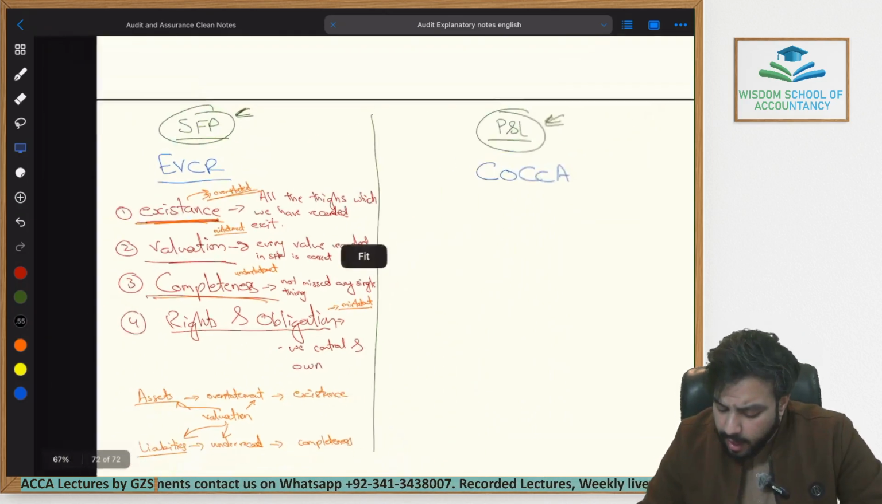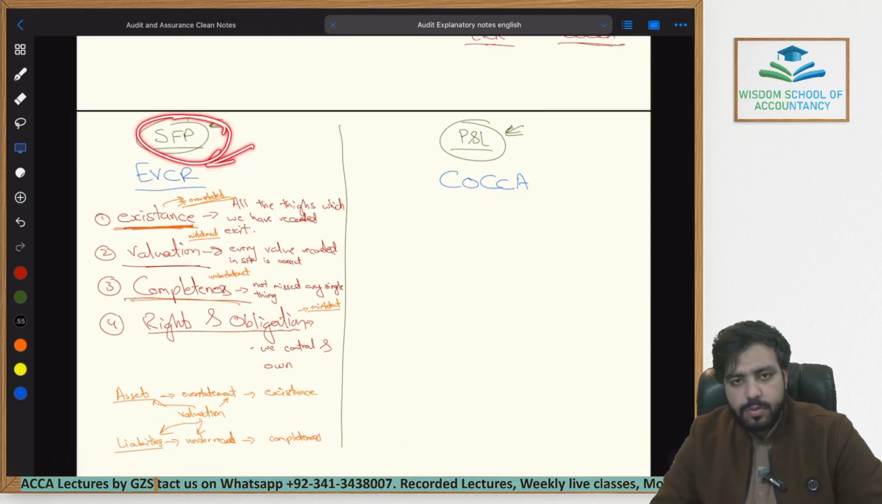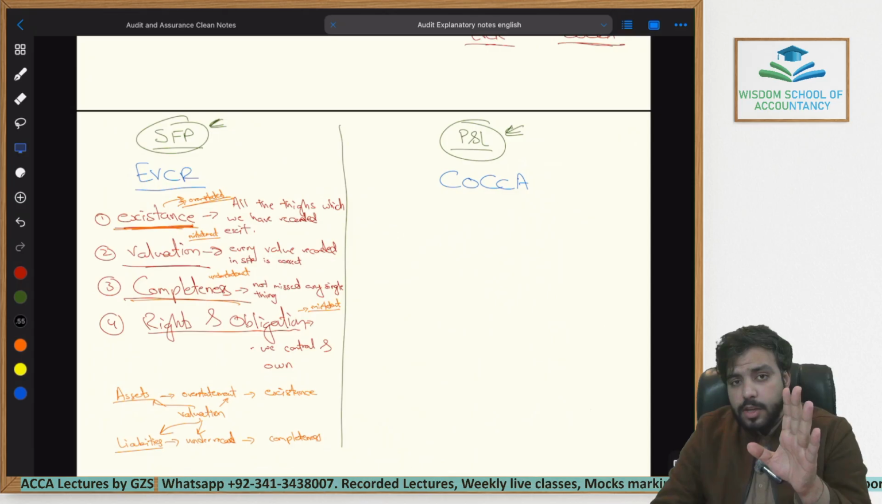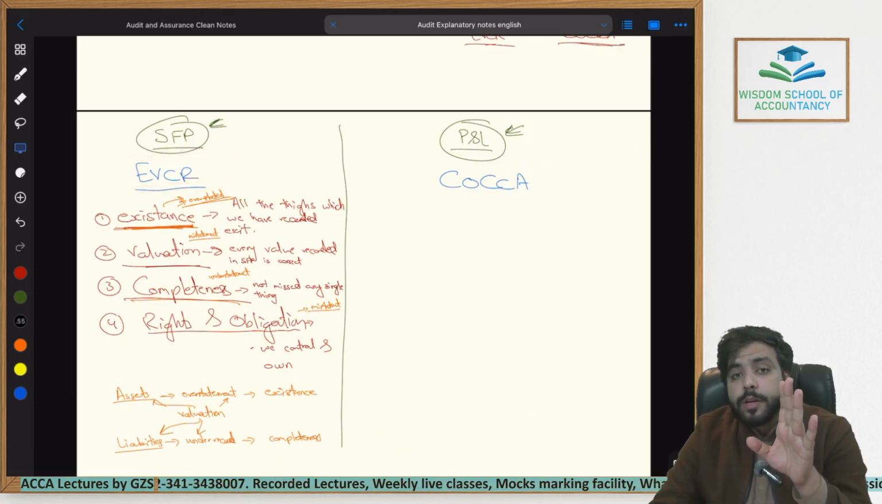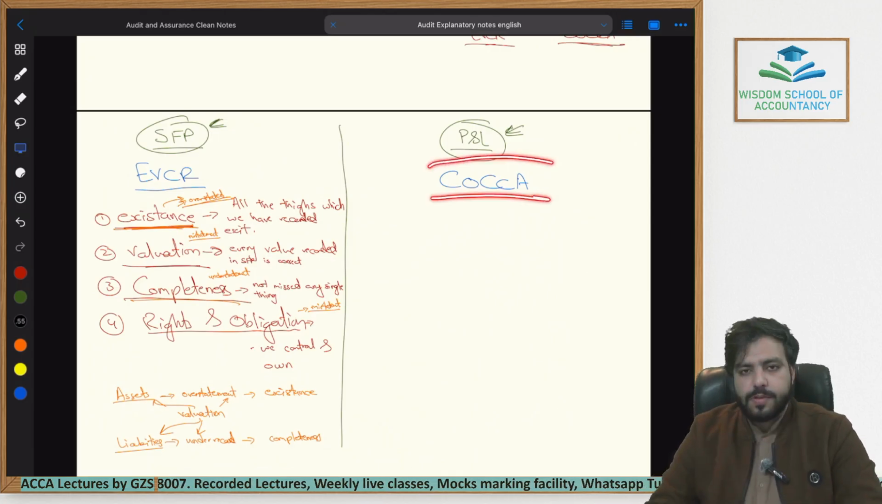Now, these are the assertions that you need to remember for your statement of financial position. From now onwards, whenever you hear that the statement of financial position is correct, there is no issue within it, it will always mean that the management is saying that the EVCR of the statement of financial position is correct. Let's come towards COCA, profit and loss.